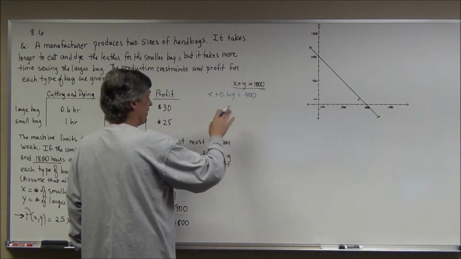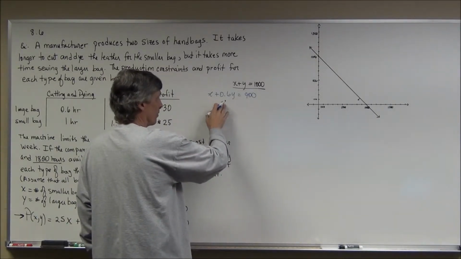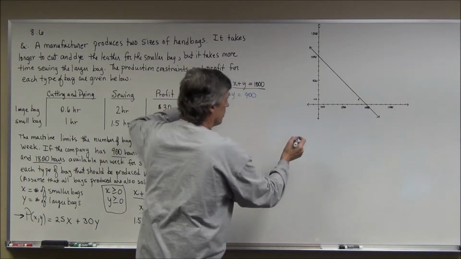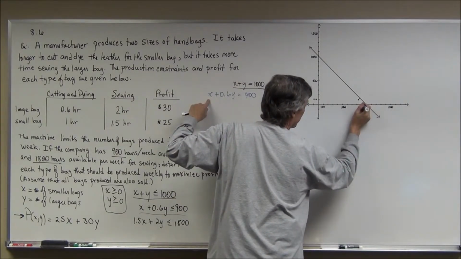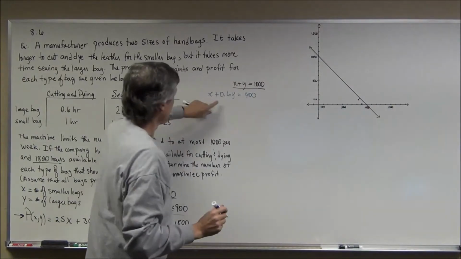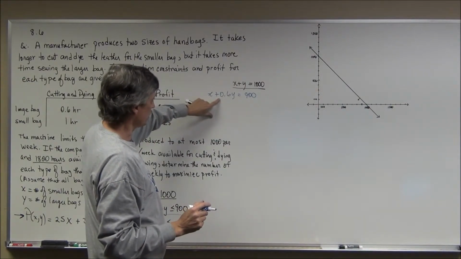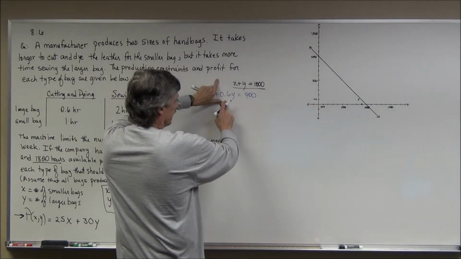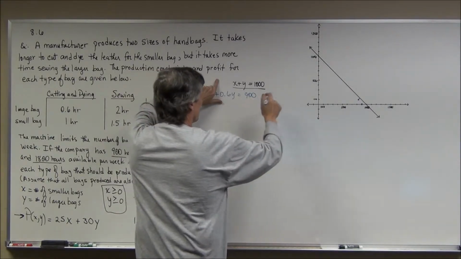I'm just going to leave it as is, and since it's in standard form, I'm going to find my x and y-intercepts. My x-intercept is when y is 0, so that'll be right here at 900. My y-intercept is when x is 0, so if I divide 900 by 0.6, if I'm not mistaken, I believe it's 1,500.